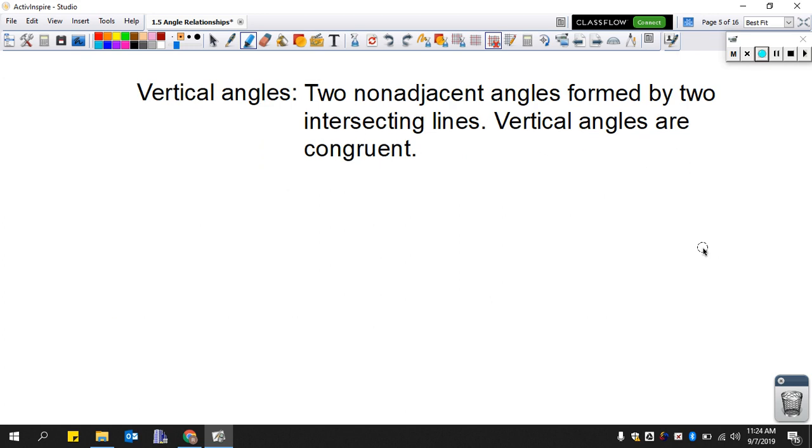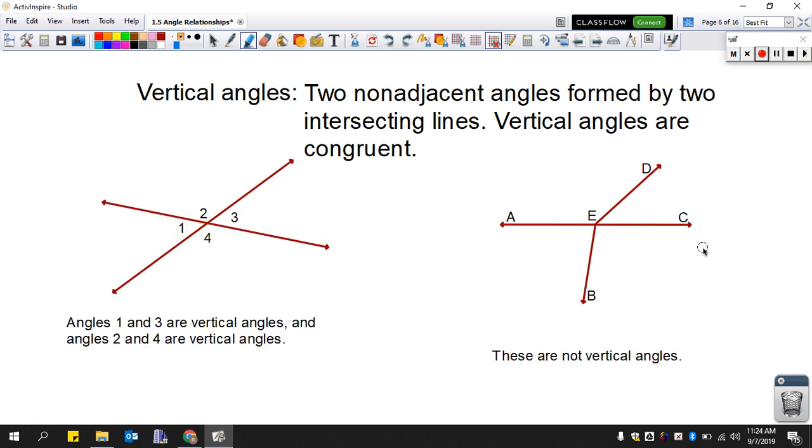Vertical angles. Vertical angles are two non-adjacent angles formed by two intersecting lines. And one of the key properties of vertical angles is that vertical angles are congruent, which means that they have the same measure. The key part of identifying vertical angles is that they're formed by two intersecting lines.